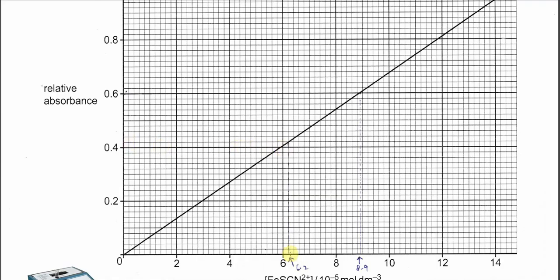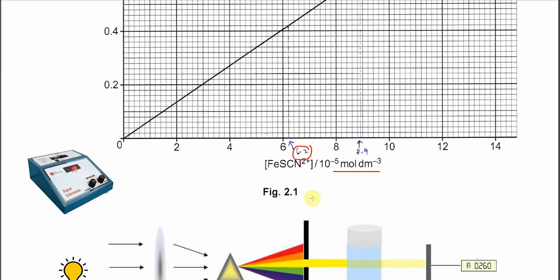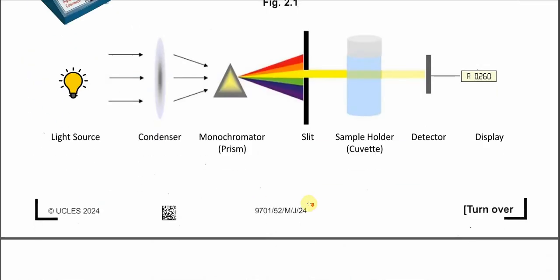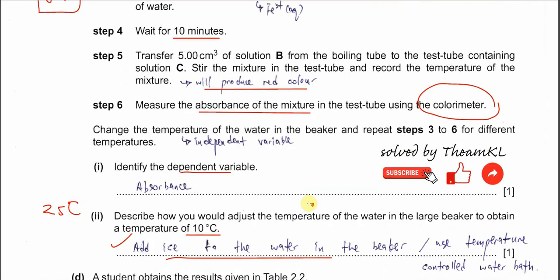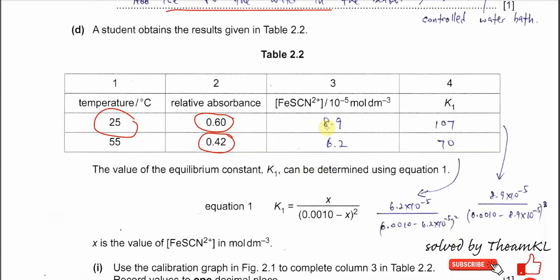We will get about 6.2 here, right? So just get this concentration of the iron thiocyanate from this calibration graph, which is 8.9 and 6.2. After that, use this concentration. Again, remember it is 8.9 and 6.2 times 10^-5 mole per dm cube.